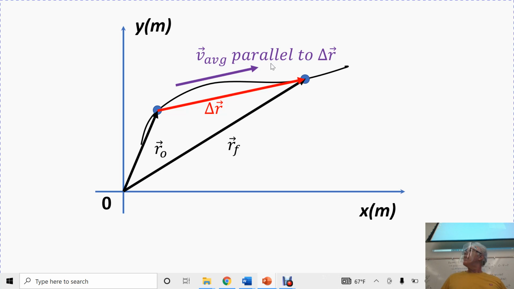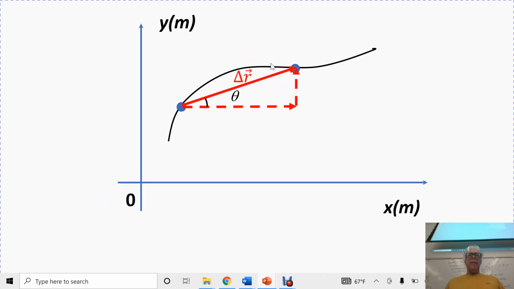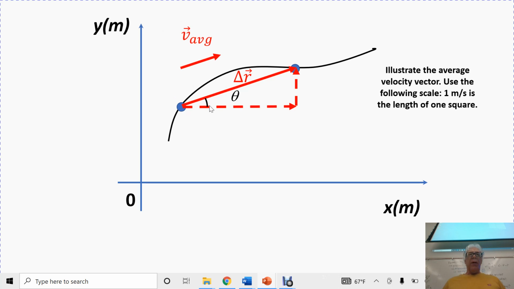Too much? Are you following? Okay, here you go. Here's the delta r. It has an x component and a y component. Here's the angle with the x-axis. And here's the average velocity vector.